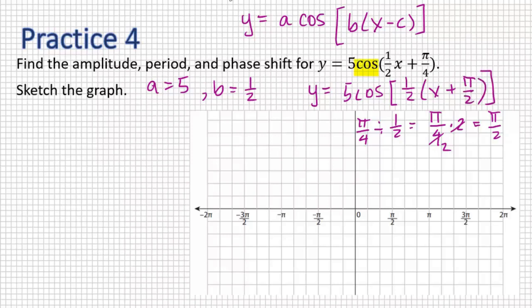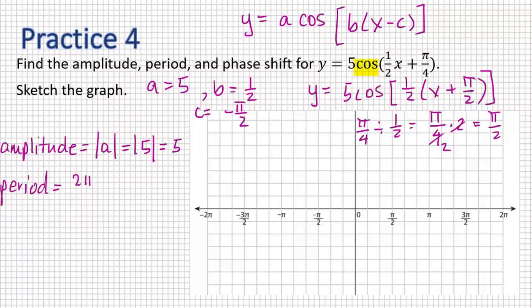So we find that our value for c, our horizontal shift, is negative pi over 2. And with that, we're ready to find the amplitude, the period, and the shift. The amplitude, as always, is the absolute value of A. So in our case, given that it's the absolute value of 5, we just get 5.